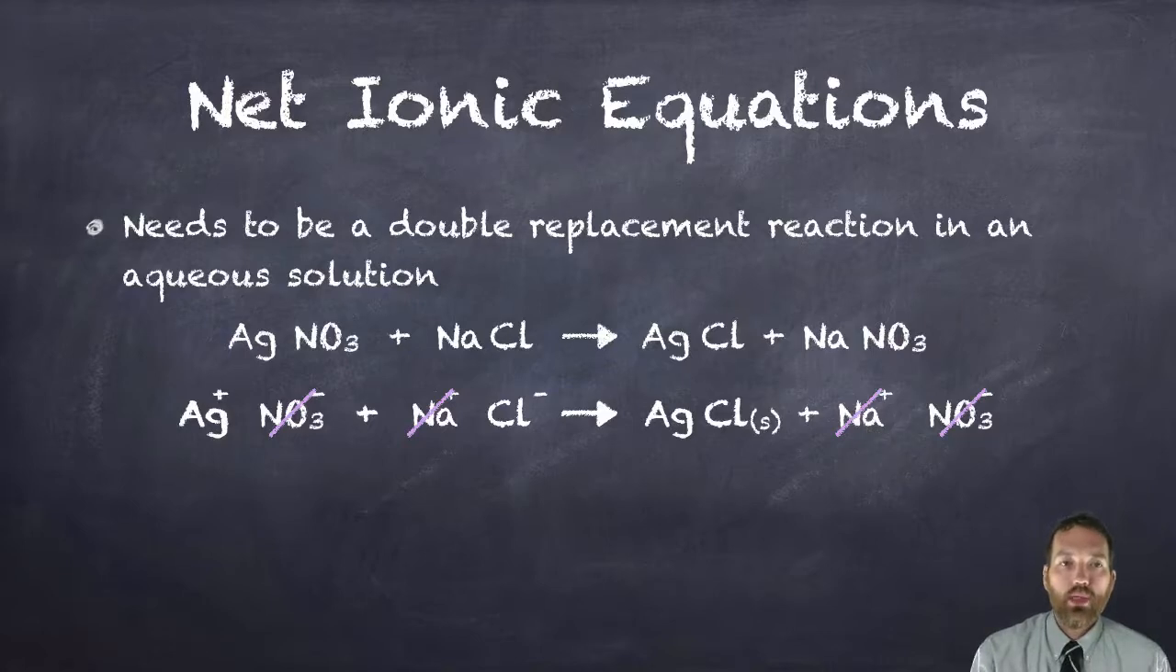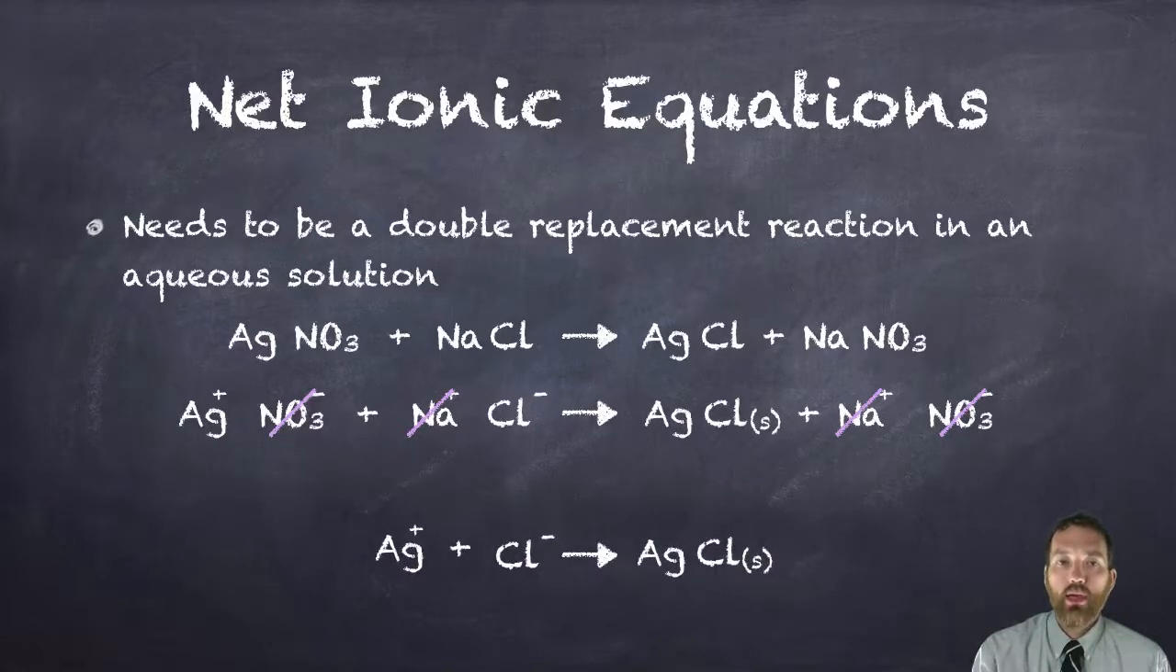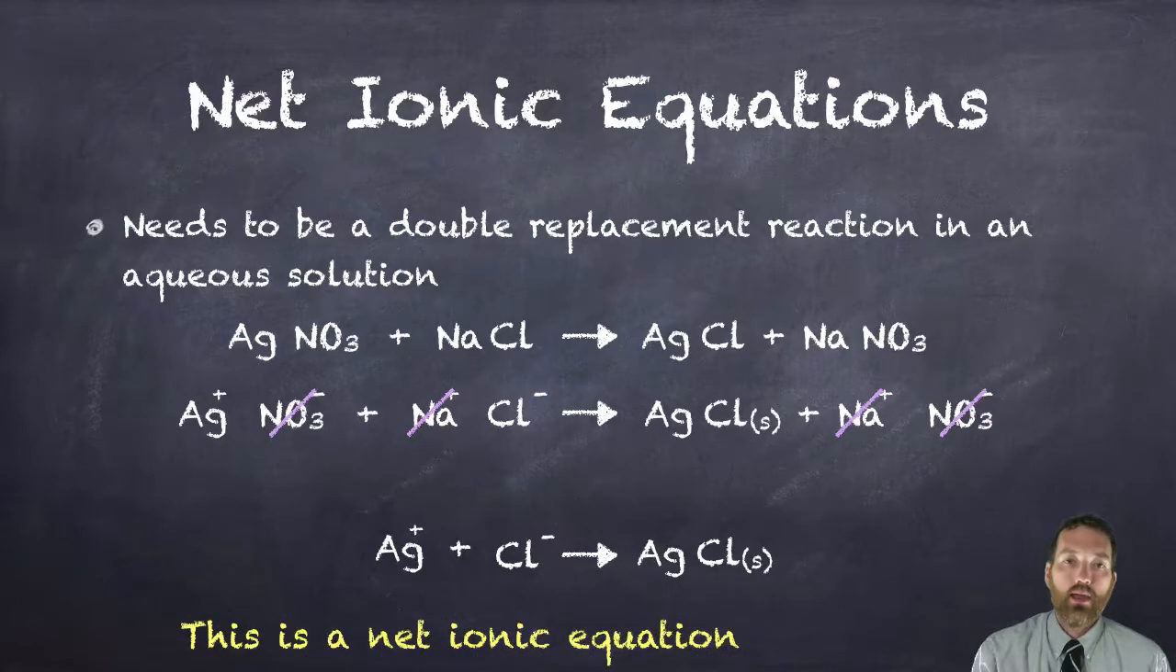So I'm left with a silver ion and a chloride ion reacting together to make silver chloride. This is a net ionic equation. So in this whole reaction here, what actually took place in the reaction is this. The silver ion reacted with a chloride ion, made silver chloride. The other ions were there in the beginning, they're there at the end, but they didn't actually take part.